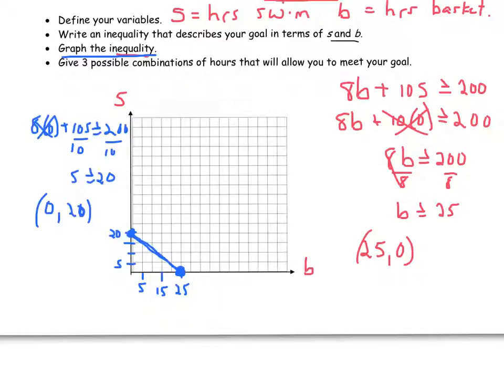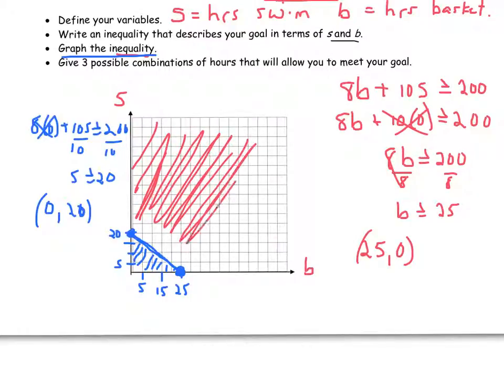Okay, and then I am going to have to shade it in, right? Because it's less than or equal to. No, it has to be greater than or equal to, so my bad. I can't erase once I've done that, but it has to be greater than or equal to, so I can shade anything above this line.